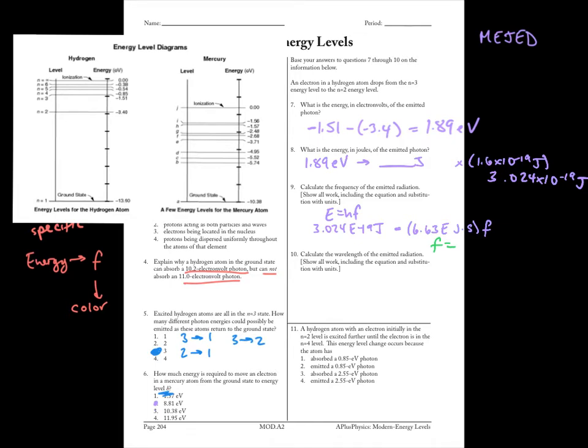Oops, I forgot to include here, the exponent is negative 34. So you should get a frequency of 4.56 times 10 to the 14th power hertz. Now we can figure out the wavelength. We could do it one of two ways: E equals hc over lambda, or what I'm going to prefer, v equals f lambda.